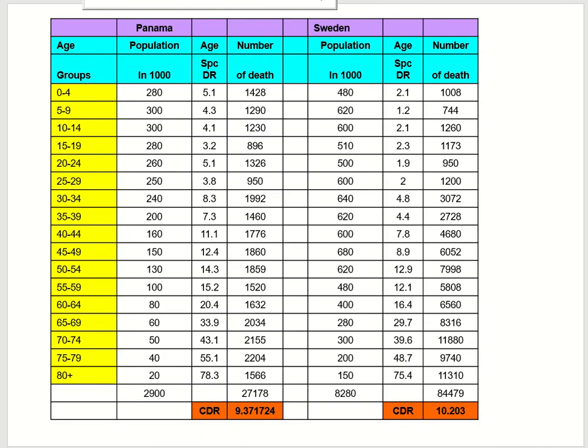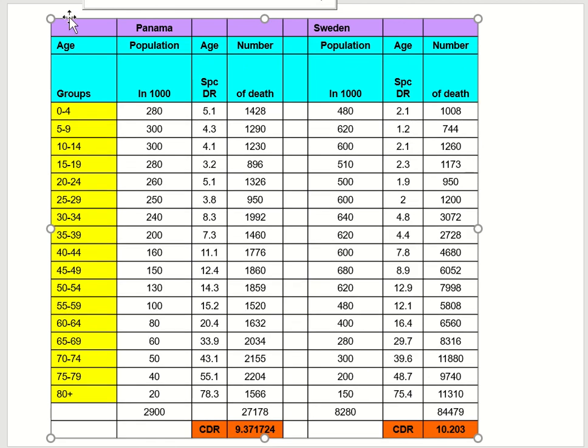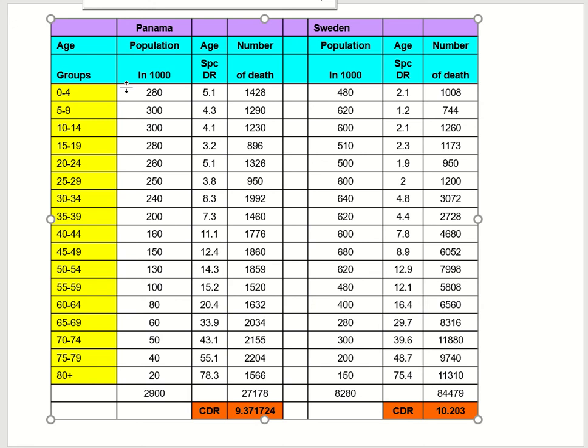Next, what we're going to do is compare the age-specific death rate between the two countries. Okay, so again, we have the exact same age groupings: 0 to 4, 5 to 9. This is the same.